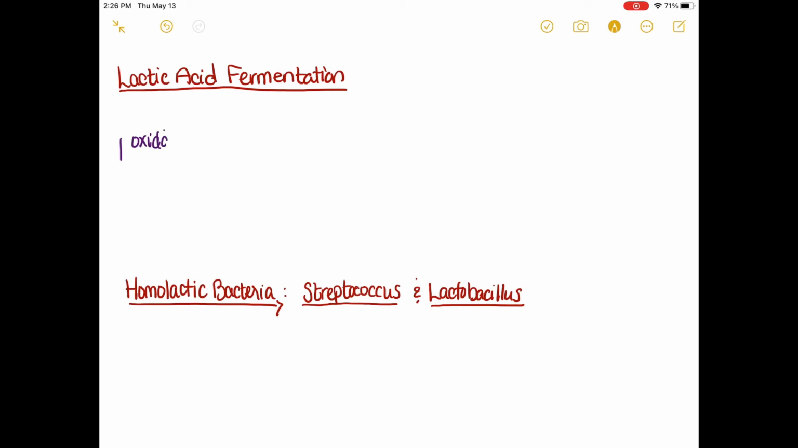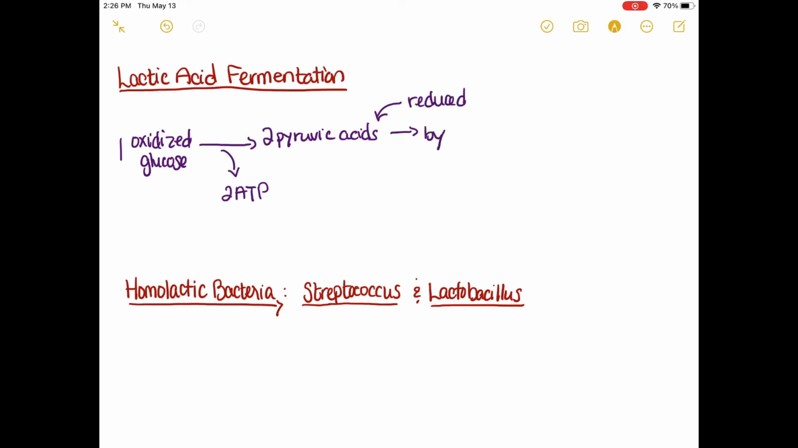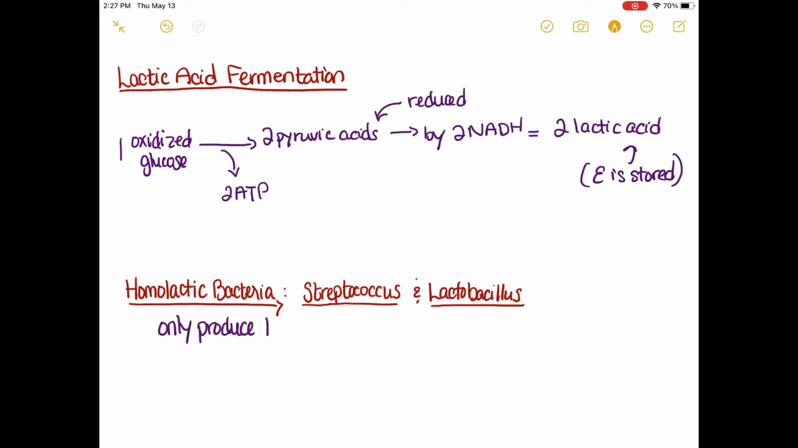Lactic acid fermentation. We have 1 oxidized glucose resulting in 2 pyruvic acids and the formation of 2 ATP molecules. Now, the 2 pyruvic acids are reduced by 2 NADH molecules, giving the end product of 2 lactic acid molecules, and this is where energy is stored. Here are 2 examples of homolactic bacteria, Streptococcus and Lactobacillus. They only produce lactic acid.